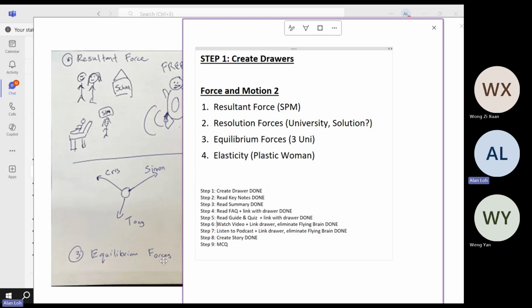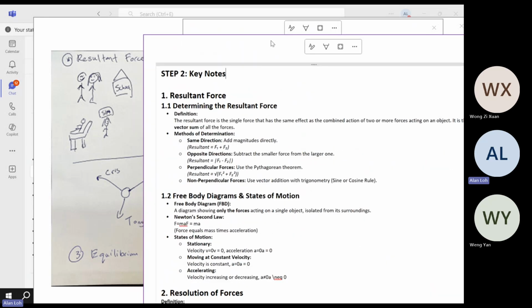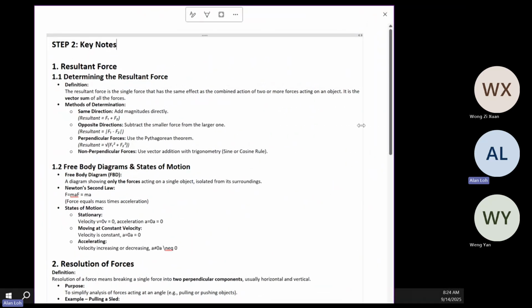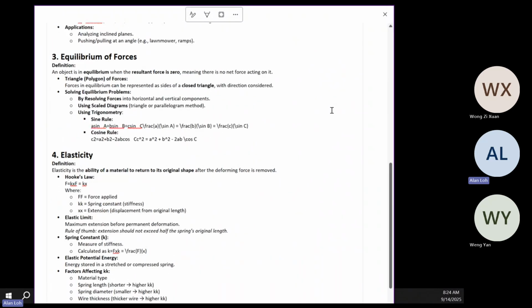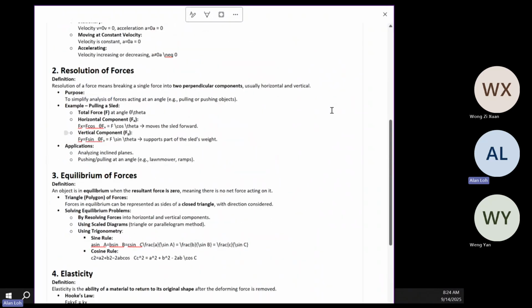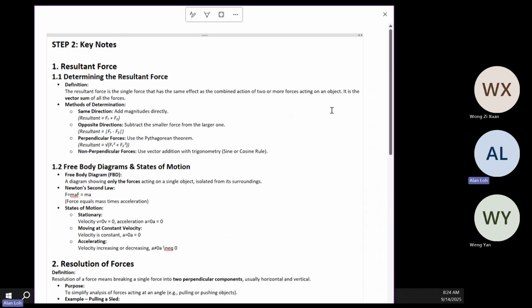Now, let's go to step 2. Step 2 is read the keynotes. Let me bring the keynotes out. So this is the keynotes. It's quite long, but it's okay. Let's quickly read it. If you don't understand, it's fine. Just read it.